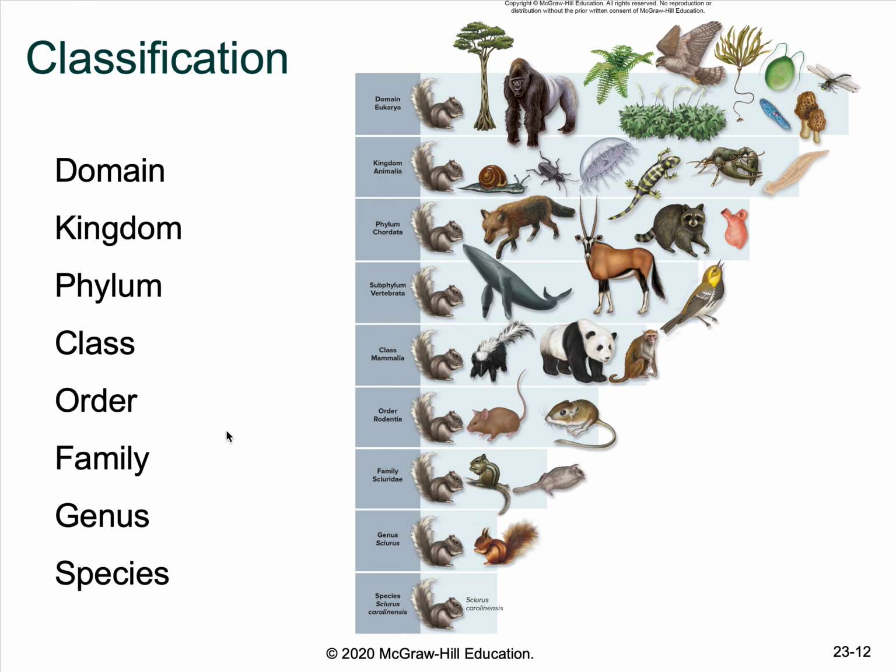When we classify organisms, this is the classification system that we use. Again, it's called taxonomy, and so we have the most broad up here and down to the most specific. So this is the species, and then this is the domain. Domain, kingdom, phylum, class, order, family, genus, species.